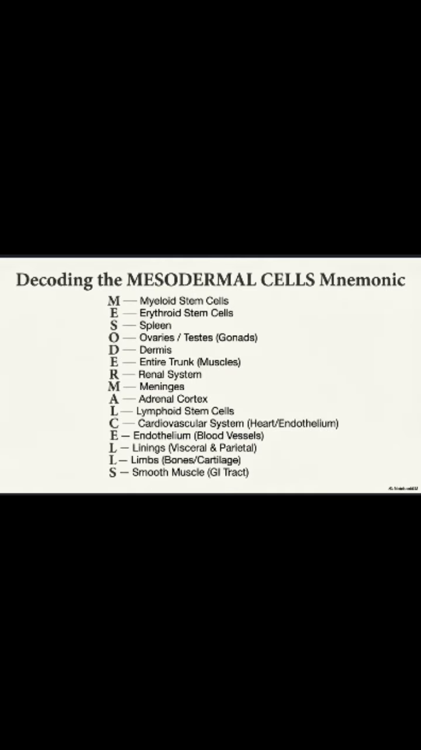So we said a lot. How can we remember all these things? Mnemonic: mesodermal cells. M for myeloid stem cell, E for erythroid stem cell, S for spleen, O for ovaries or testes, the gonads, D for dermis, E for entire trunk, which is the muscles, R for the renal system, M for meninges, A for adrenal cortex, L for lymphoid system cells, C for cardiovascular system, E for the endothelium, which are your blood vessels, L for linings, which is the visceral and peripheral linings, L for lymph, and S for smooth muscle for the GI tract.